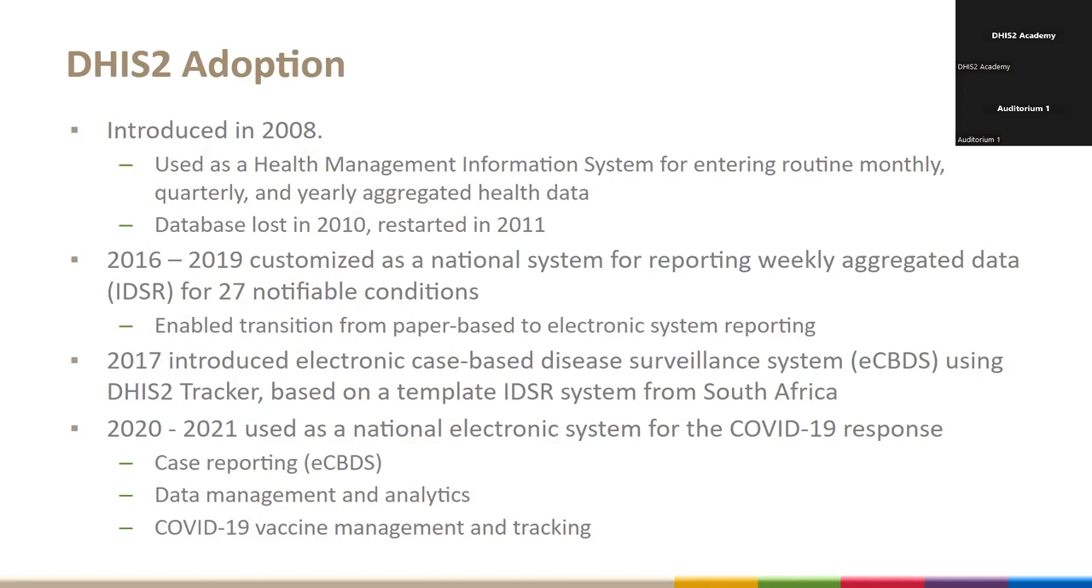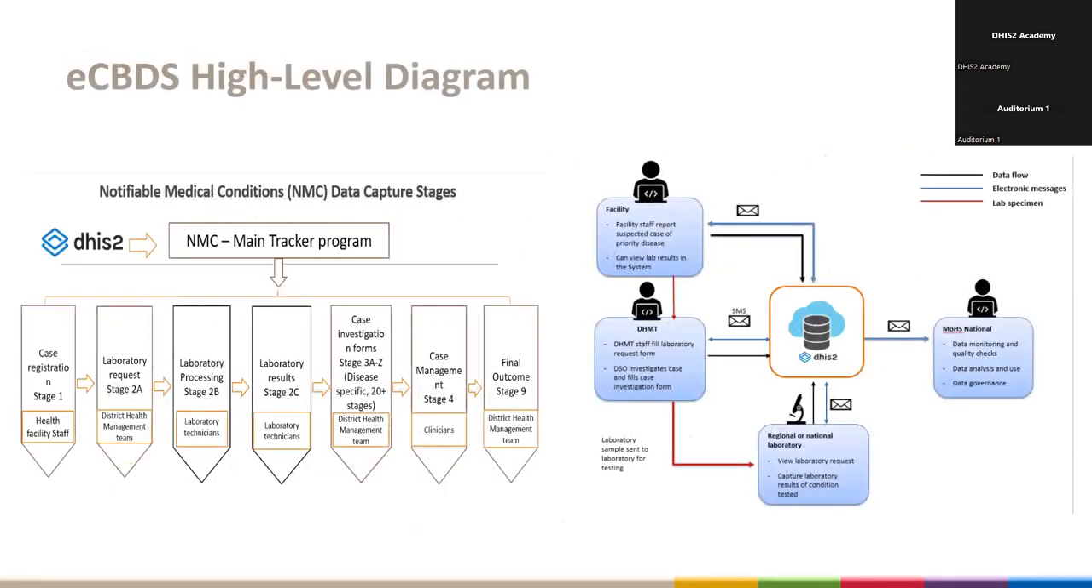And in 2020, when the COVID-19 pandemic happened, we were already at some advanced stages of implementing the case-based disease surveillance system, and the country adopted it as a national system for the COVID-19 response, mainly for case reporting, data management, and analytics, and of course, integrating it later with the vaccine management system. So when East Center developed the generic package for COVID-19, Sierra Leone was actually far ahead. We did compare. We didn't need to customize anything.